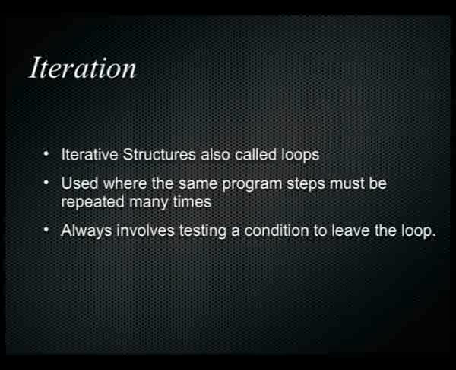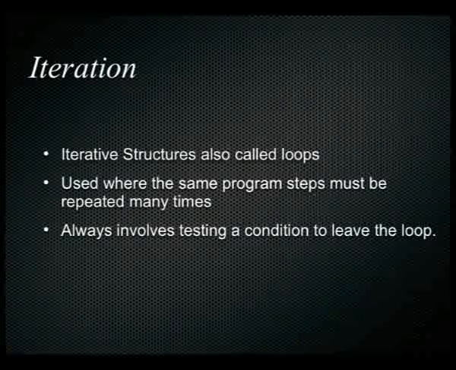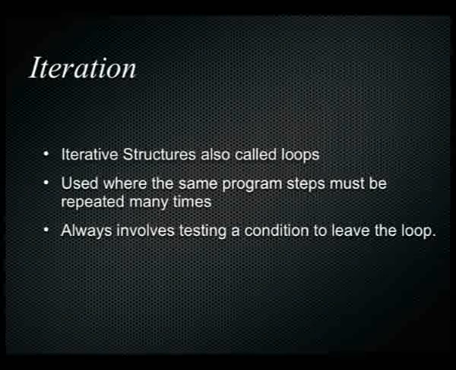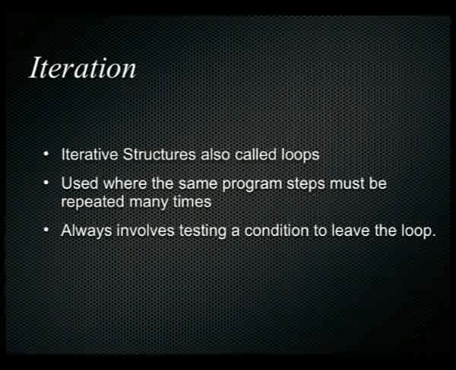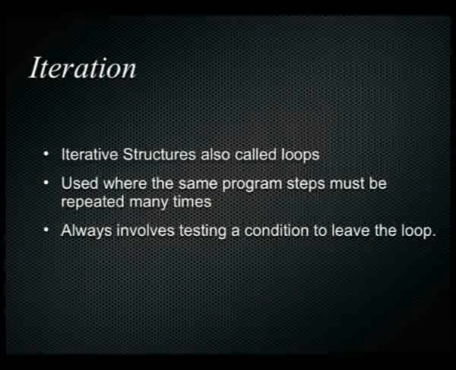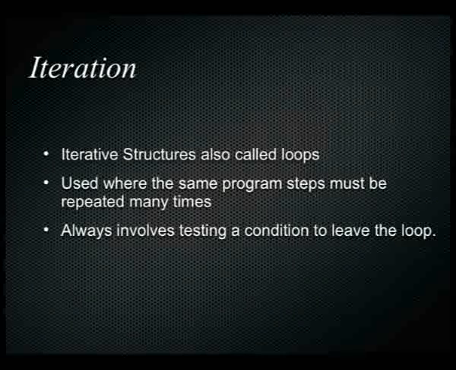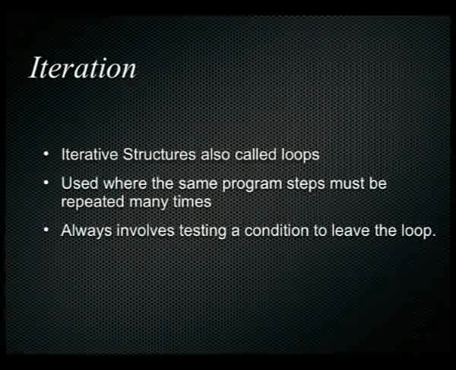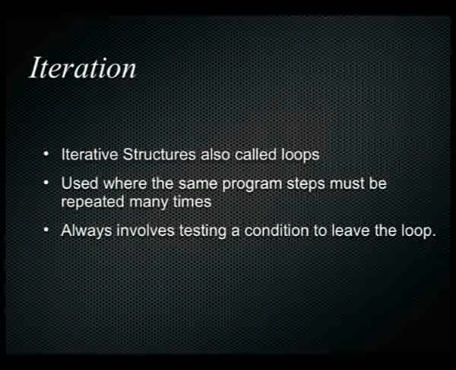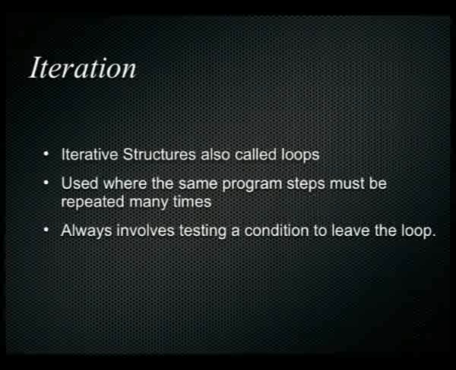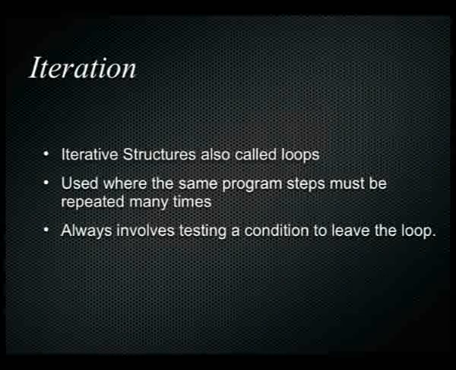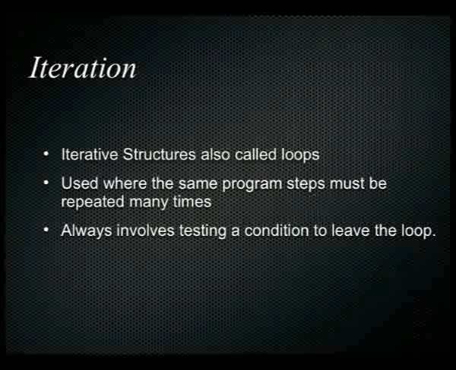So this always involves testing a particular condition in order to leave the loop. So whether it's a while, do, repeat until, or a for loop, we're always checking some particular condition to see if in fact we're going to leave that loop. So in the case of a for loop, we're checking to see that our counter variable is still less than or equal to our particular termination value that we've given it, or to make sure that it's actually still equal to that particular condition that we have set for our for loop.